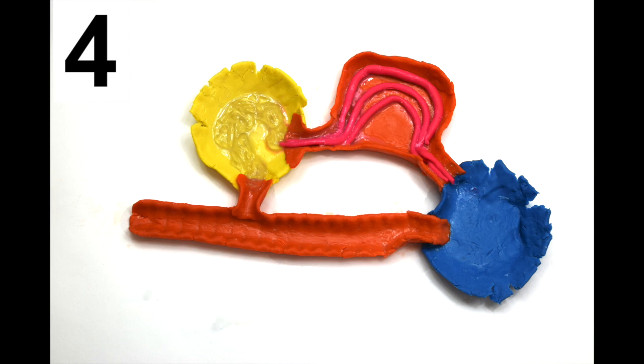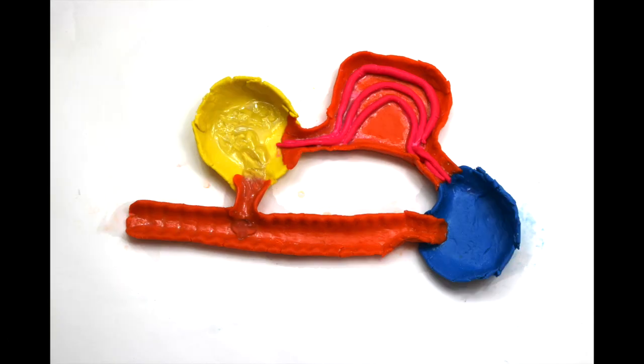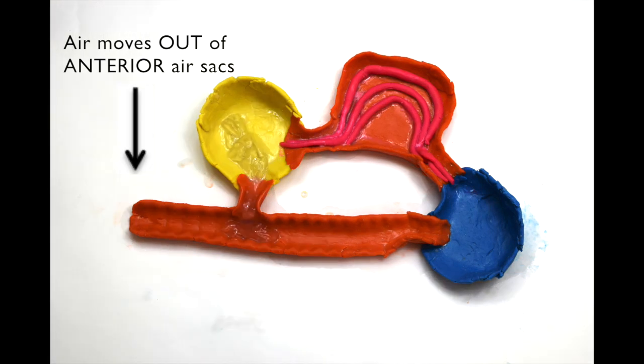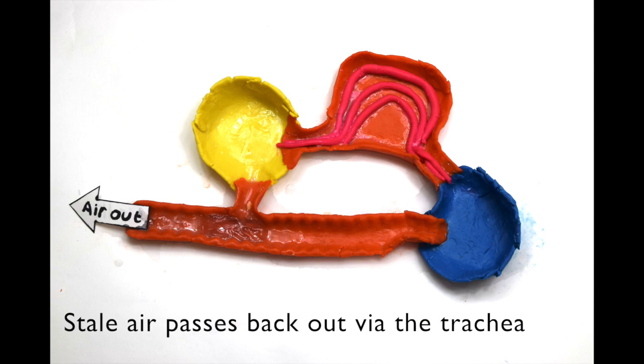The fourth and final phase of the ventilatory process is expiration 2. Air sacs compress once again, forcing the stale air out of the anterior air sacs through the primary bronchi and passing back up through the trachea and out of the body via the nasal cavity.